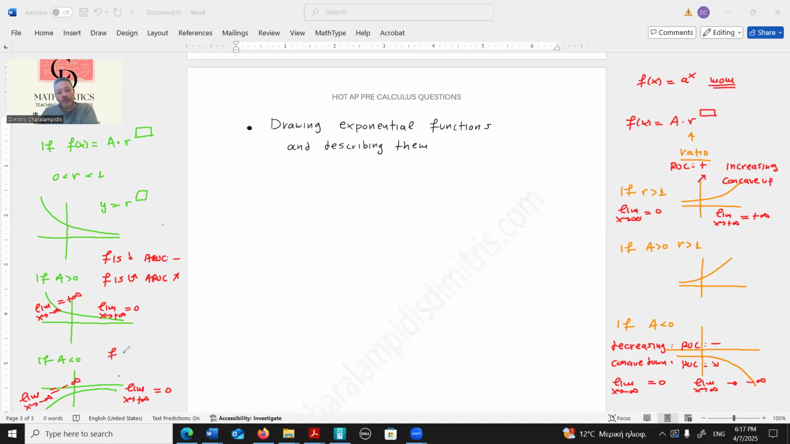Also, the monotonicity has changed. F is now increasing, and therefore the rate of change is positive. F is now concave down, and therefore the rate of change is decreasing. How can we see all this knowledge in our exams? Let's see some examples.